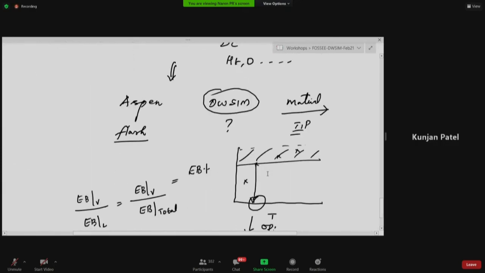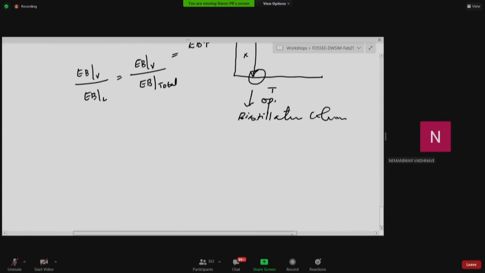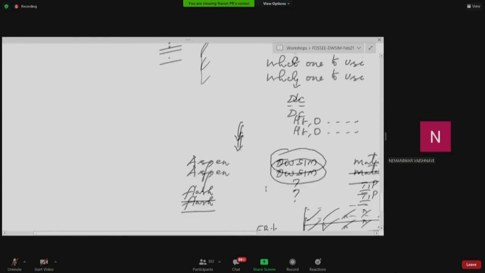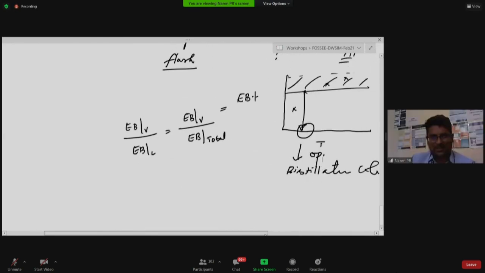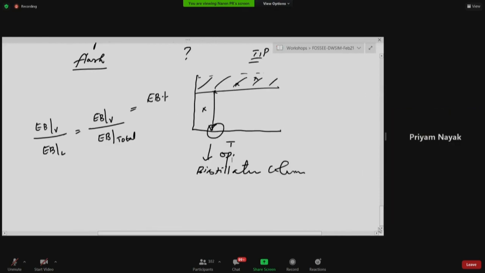Correct, sir. One thing is that Aspen HYSYS can do economic evaluation, but DWSIM cannot. So maybe I would request Priyam, can you support? Because I have never thought about that. Can Priyam help, or is anybody else there? Yeah, and Fossey can add on this. I can add. Yeah, Priyam here.